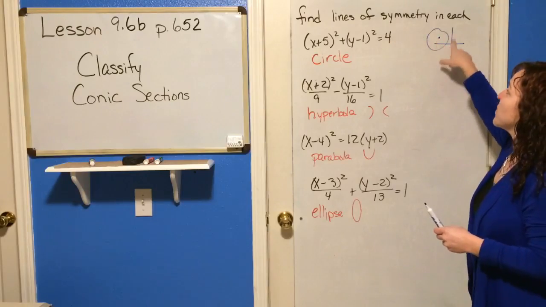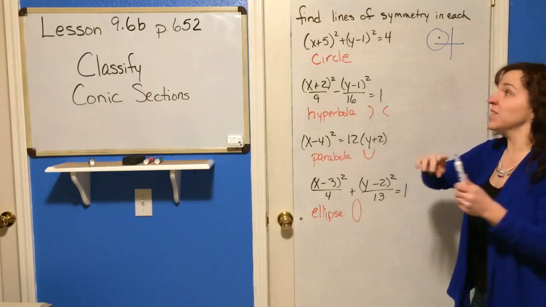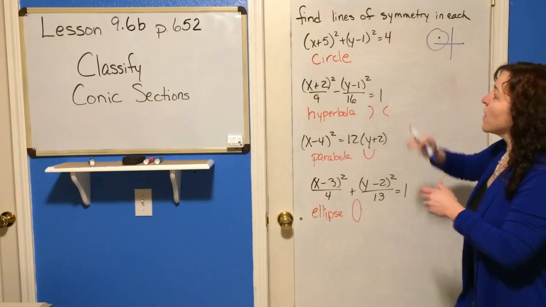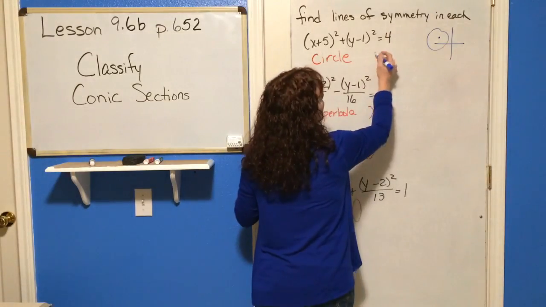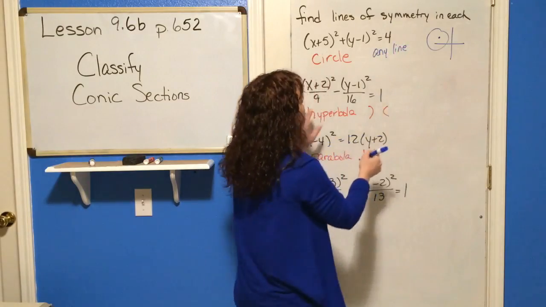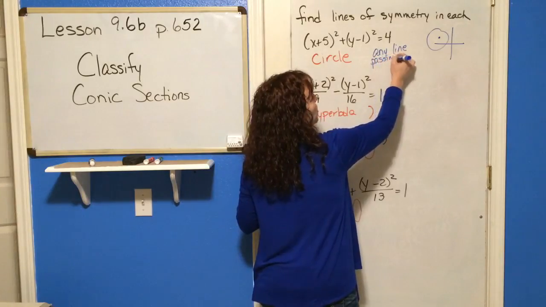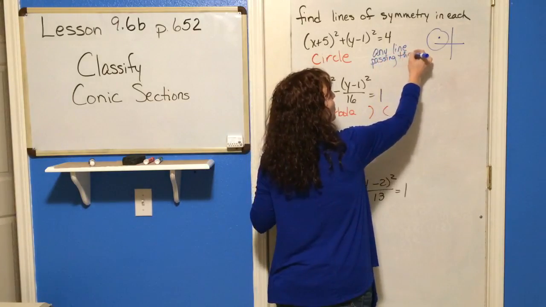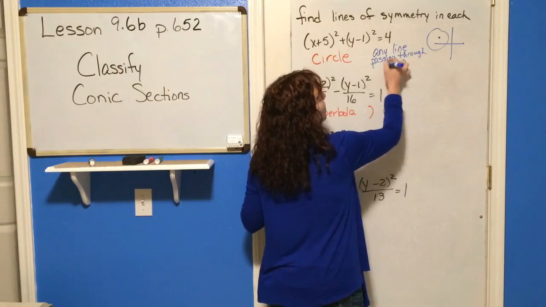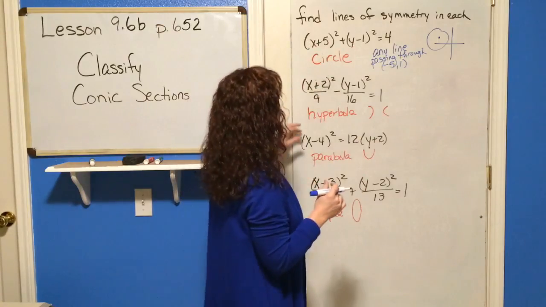The lines of symmetry of a circle, there's an infinite number of lines of symmetry. So in this case, the lines of symmetry for this circle are any lines that pass through the center. So your answer would be any line passing through the point -5, 1. So you've got many lines of symmetry in that one.